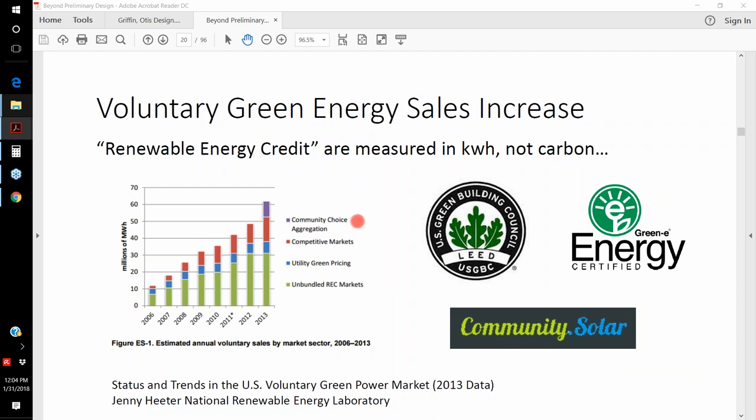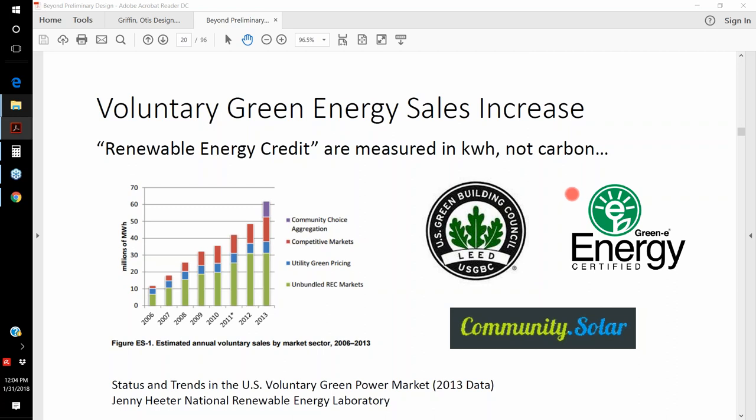In deregulated markets, you might have people just going ahead and bundling them into their standard offer as a way of attracting customers to say, hey, we're the same price as your other provider, but we're 20% green, whereas the other provider might be 5% green. So come over to us instead, because we're better for the environment. That's called a community choice aggregation. And then another trend recently is just direct purchasing of green power in deregulated markets. I don't know as much about that.